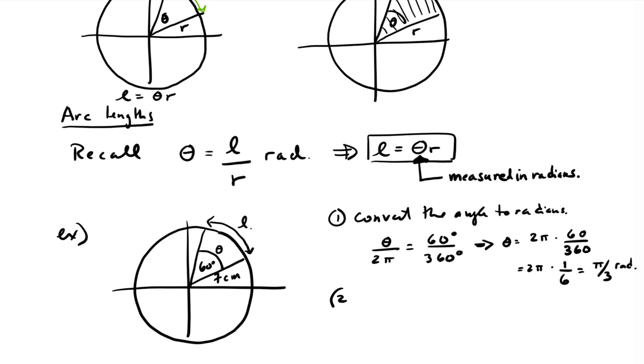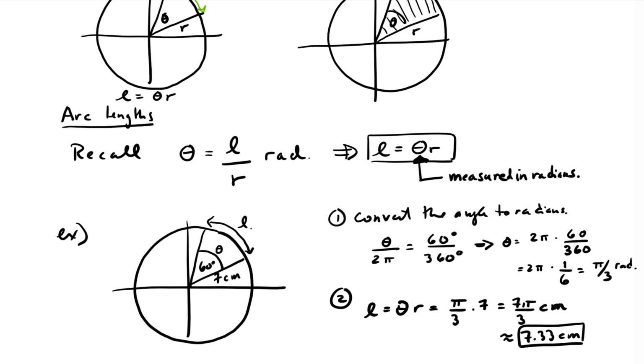So now I have my angle in radians. I'm ready to use my formula. L is theta times r, so it's pi over 3 times 7, so 7 pi over 3 centimeters. Which is roughly 7.33 centimeters, roughly.